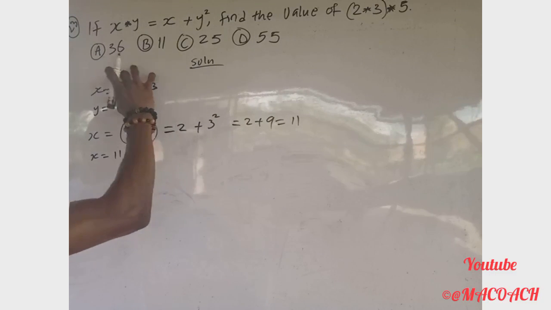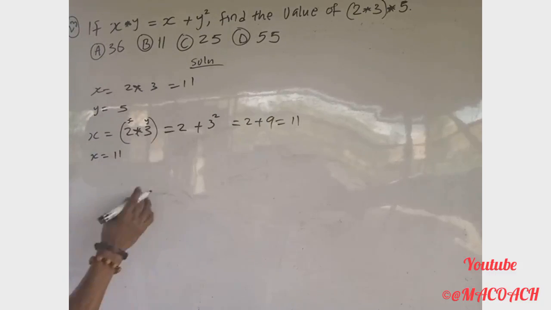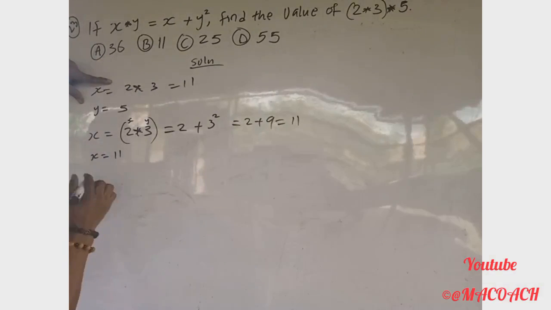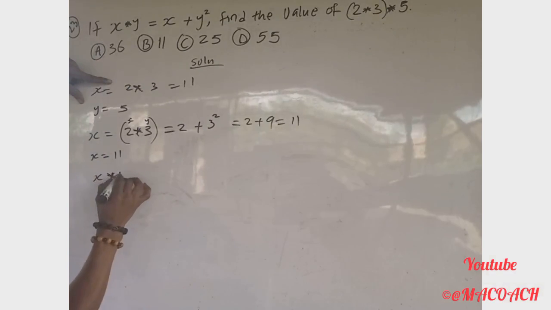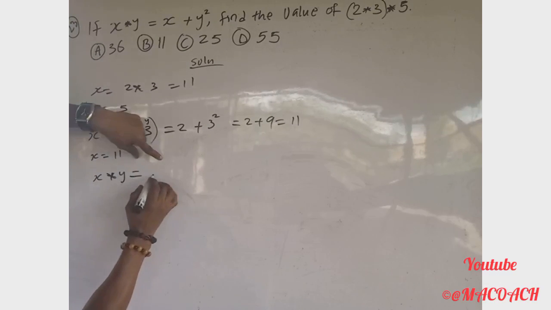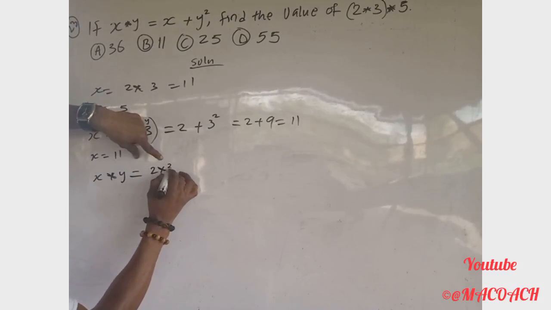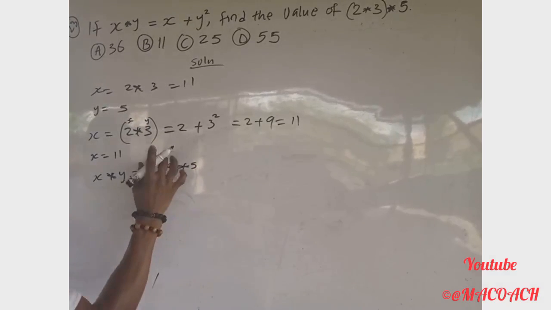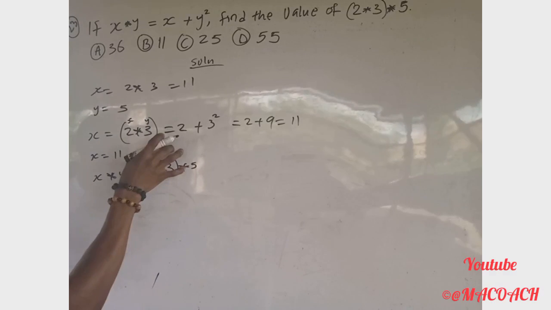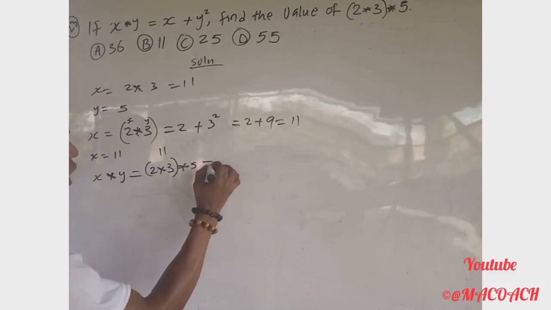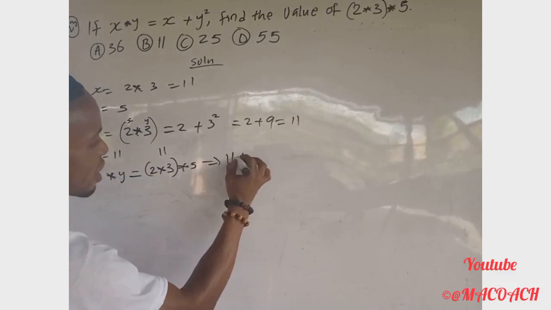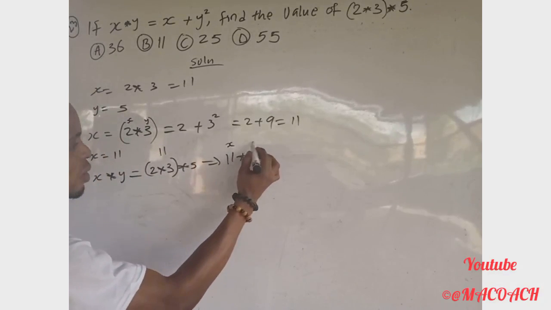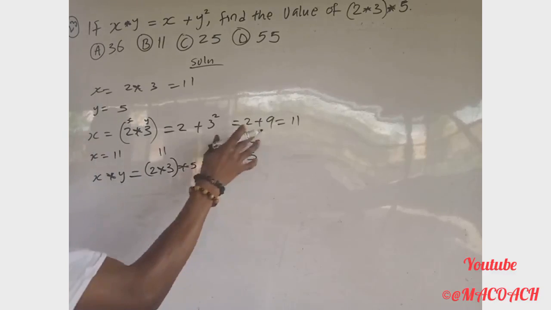We have said this one is equal to 11. So let's bring it back to what we have here. Our s star y is equal to 2 star 3 star 5, in brackets, where 2 star 3 is equal to 11, because I've solved this. So this becomes 11 star 5. This one means our s, and this one means our y.